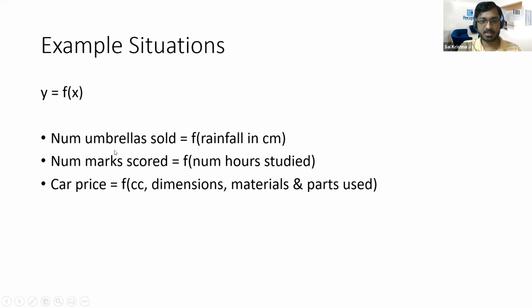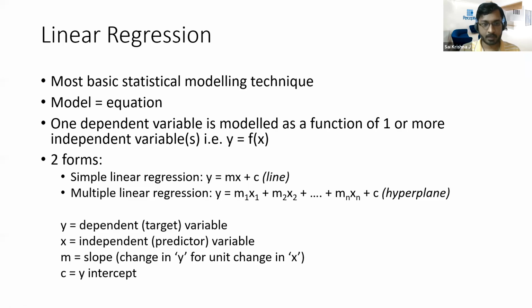Okay, so this is the basic idea or the structure of the linear regression model. There are two forms of linear regression, where the basic form is the simple linear regression, which is like this particular model, y is equal to mx plus c. This is the equation of a straight line. The simple linear regression is where we have only one independent variable, only this one particular x variable.